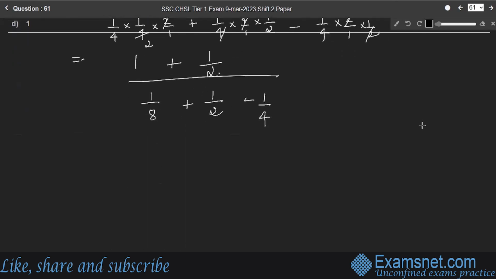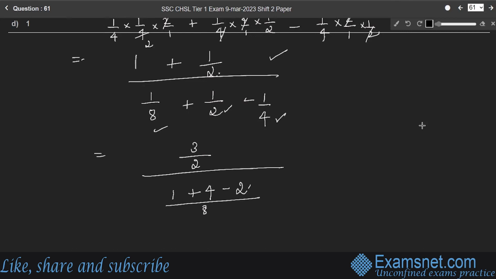Therefore, this is the numerator, 2 is the LCM. So the numerator of the numerator becomes 3, 3 by 2 whole divided by. Here 8 is the LCM in the denominator. So the numerator is 1 plus here 2 into 4, therefore it becomes 4, minus 4 into 2. Therefore the numerator becomes minus 2.